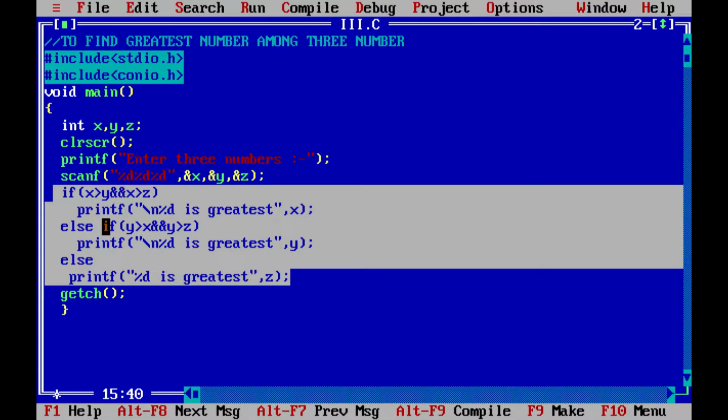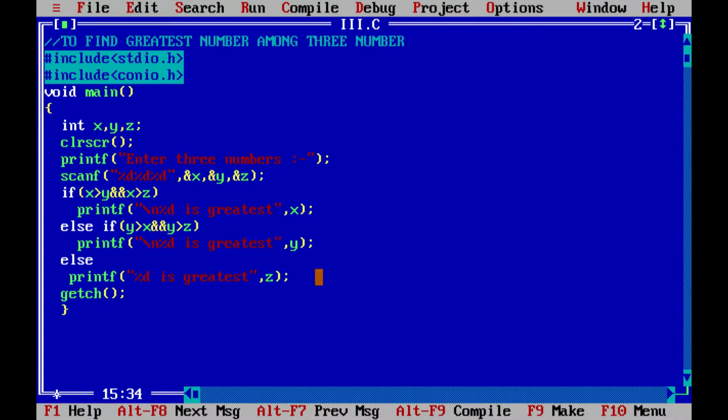In the same way we put the else if statement, which checks if y is greater than x and y is also greater than z, so y is greatest obviously. Now these are the two conditions for x and y. If both conditions are false, then obviously z is greatest among the three, so we put this statement in the else. These are the three conditions we have to check to find the greatest number among the three given numbers.